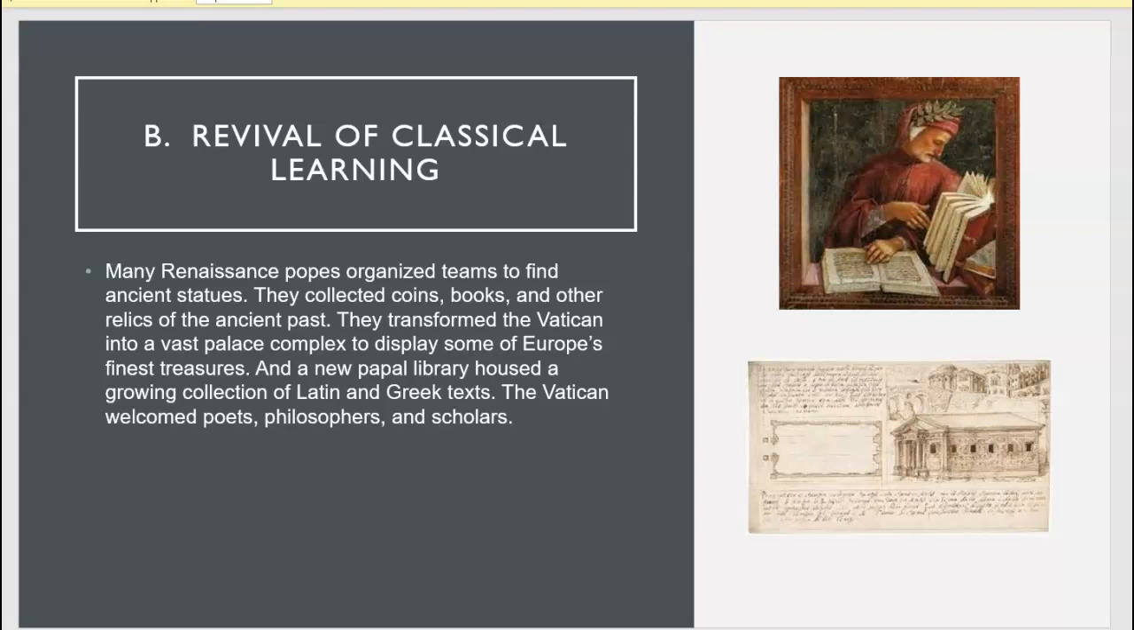Revival of classical learning. Many Renaissance popes organized teams to find ancient statues. They collected coins, books, and other relics of the ancient past. They transformed the Vatican into a vast palace complex to display some of Europe's finest treasures. And a new papal library housed a growing collection of Latin and Greek texts. The Vatican welcomed poets, philosophers, and scholars.